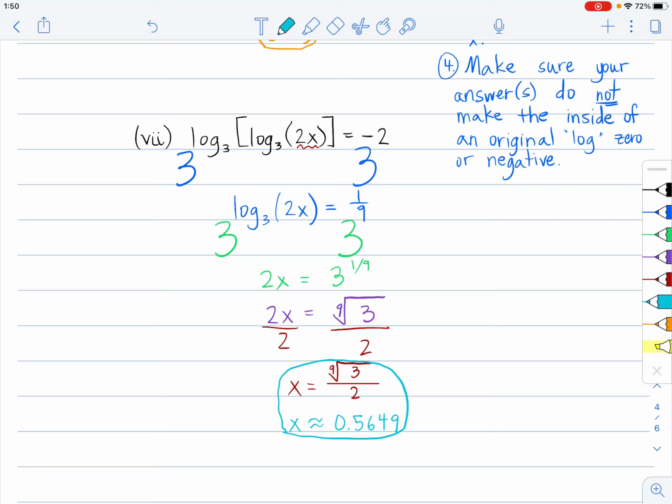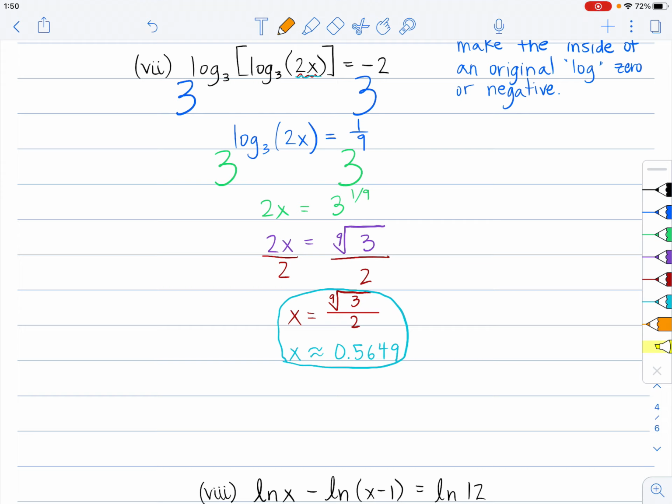Now, 2 times this guy inside of here is going to be a positive. That's fine. But what about log base 3 of this guy? Does he equal a negative that I then can't put in the outside log base 3? All right, I'm going to have to actually write this out even though I was trying to avoid it. All right, so log base 3 of 2 times the 9th root of 3 divided by 2.